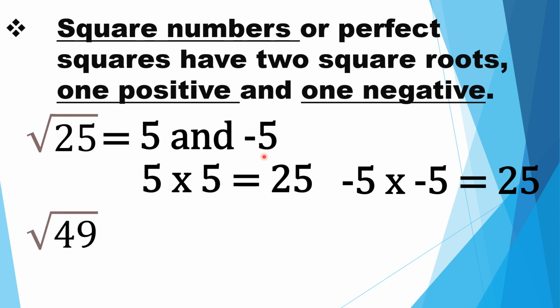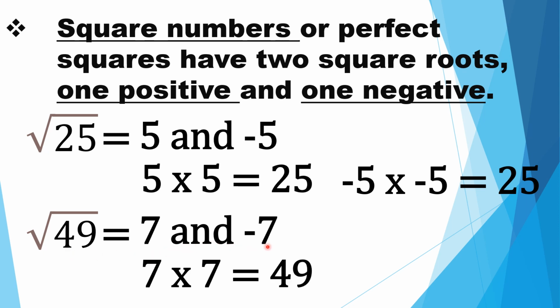Another example, what are the square roots of 49? The square roots of 49 are positive 7 and negative 7, since positive 7 times positive 7 is equal to positive 49, and negative 7 times negative 7 is equal to positive 49. Thus, the square roots of 49 are positive 7 and negative 7.